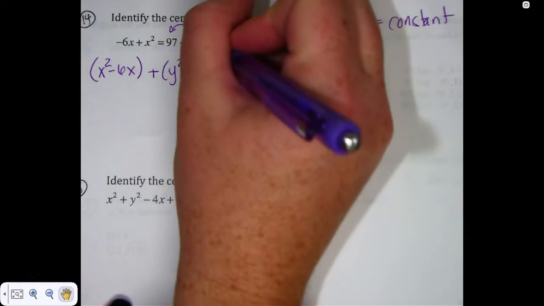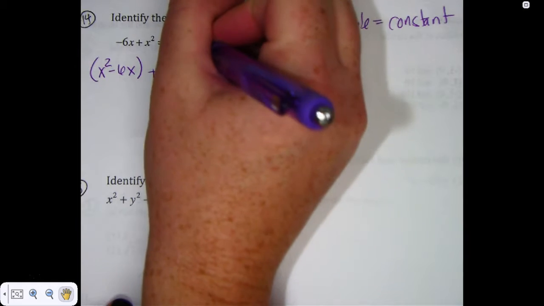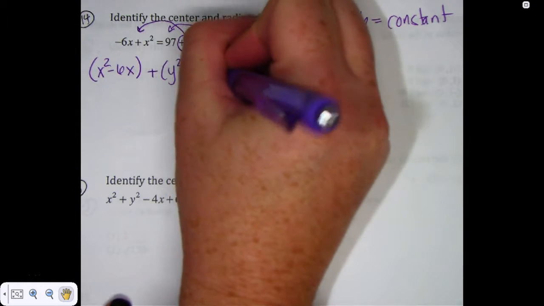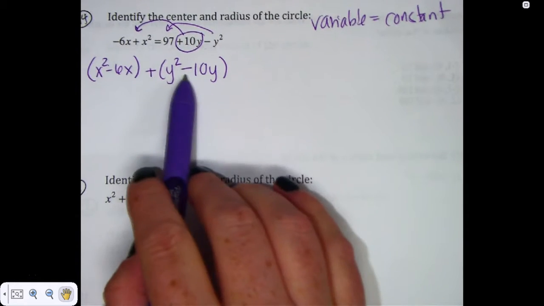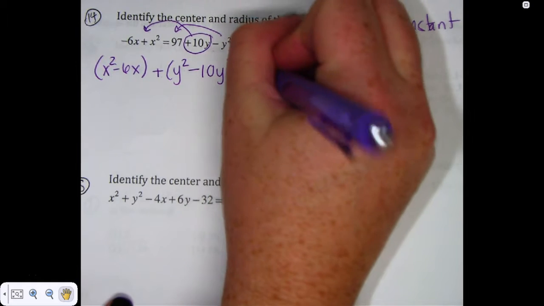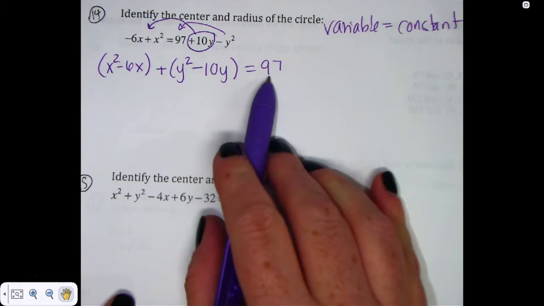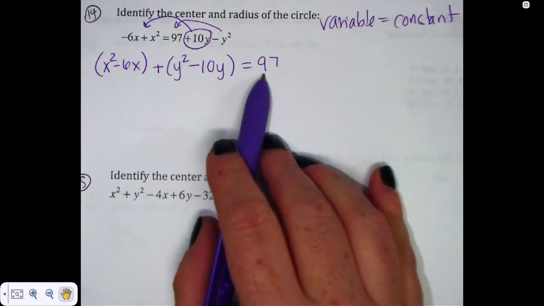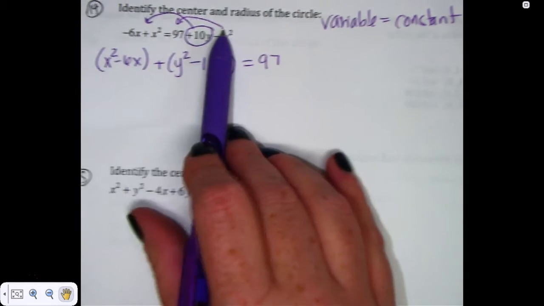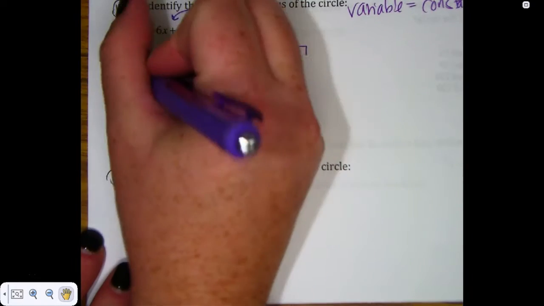Now this is a positive 10y. I need it to be with all the other variables. So when I switch the side, I switch the sign. Now this 97, the constant, the number by itself, is already by itself. Okay, so there's nothing that I need to switch on this. It's already on the right side of the equation. So I'm going to complete the square.